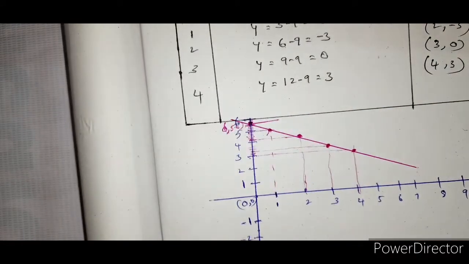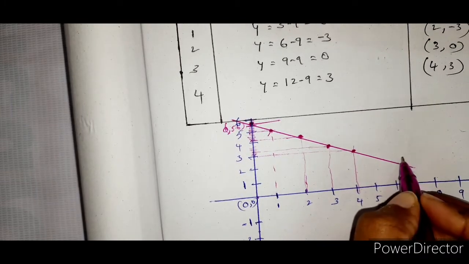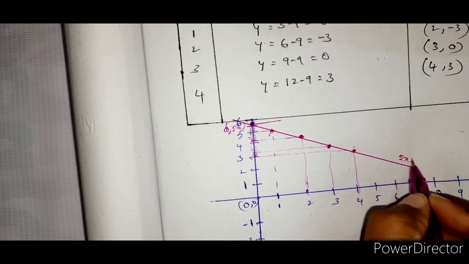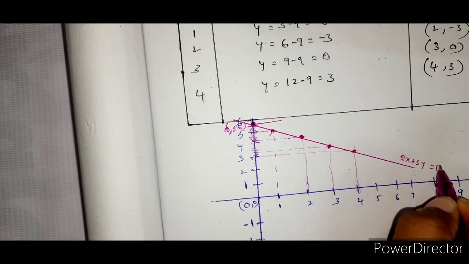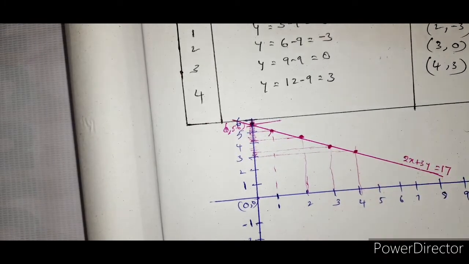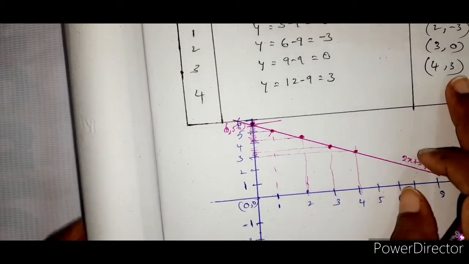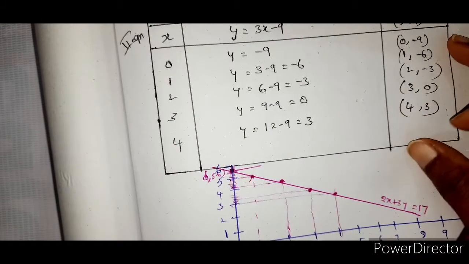This is how I drew the line. This is the line of which equation? This is the line of the equation 2x plus 3y is equal to 17. This is the line of equation 1, and I have mentioned the equation here. Now let us observe the second equation and how to plot that one.